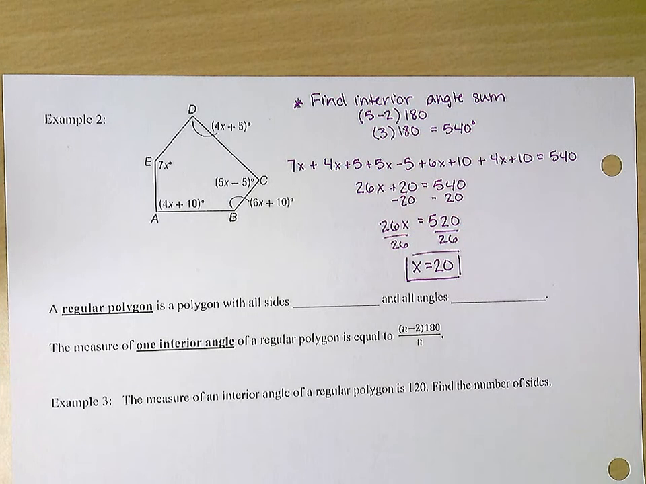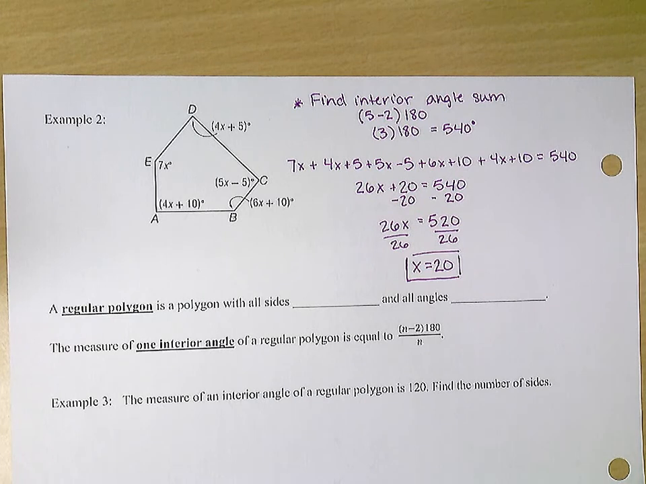Okay, questions on how I started example 2? So you need to find that interior angle sum first so you know what they all add up to be. It's not 180. It's only 180 for a triangle. No questions? You're good? All right.